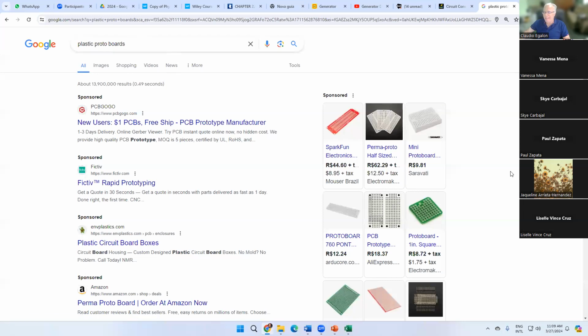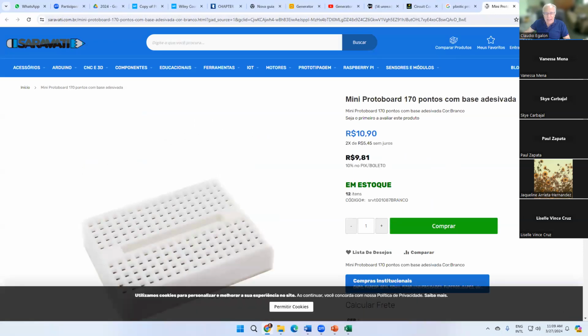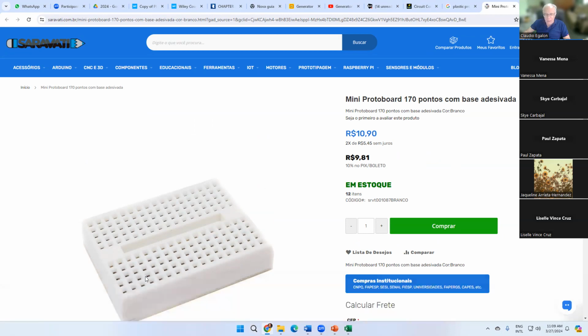Okay, that's what I want. That's one protoboard that you're going to see out there. They're made with several holes inside, so you can connect resistors more easily. Not just resistors, but any other component like capacitors, transistors, inductors as well.